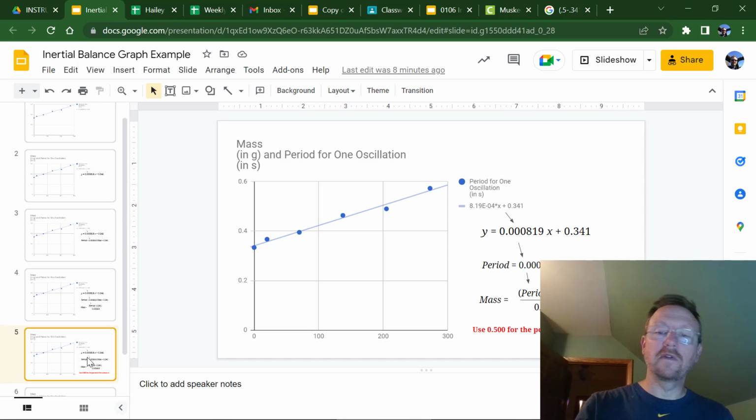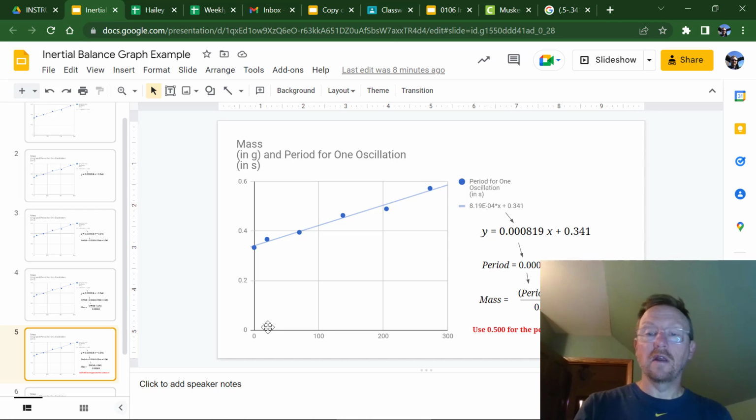Anyway, here's the unknown, the period, the moment you've been waiting for. Just use 0.500 seconds for the period of the unknown. You may have data that's close to that. That's totally fine. In fact, you should have a data point that's pretty close to that, but this number should be slightly under that. So hopefully that'll work.